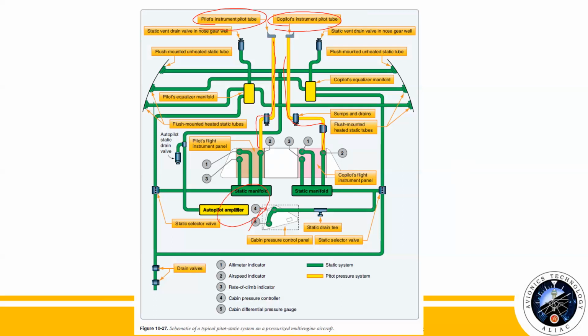And yung iba naman, yan, meron pang mga unheated tube. So, need nila ng information for the autopilot. Meron silang autopilot static drain valve. Yung iba din, may mga drain valve. Nakikita nyo. Siyempre, para kita paano lumabas yung moisture buildup.